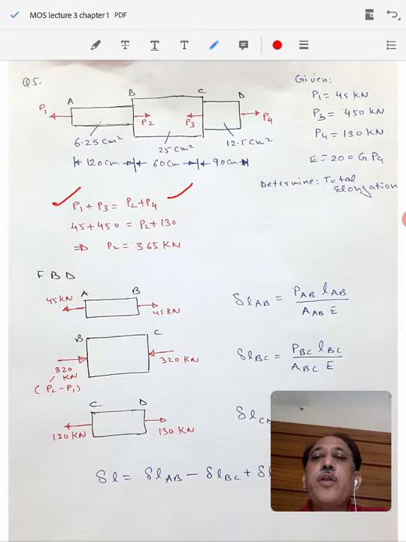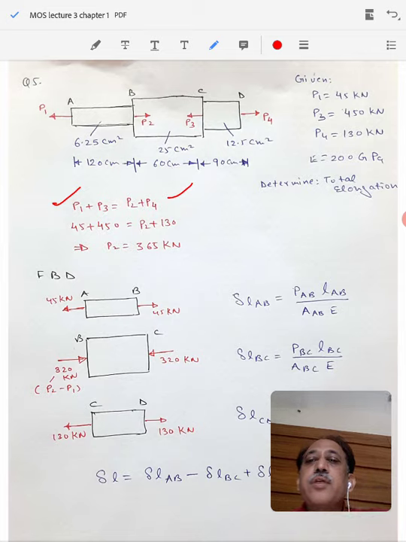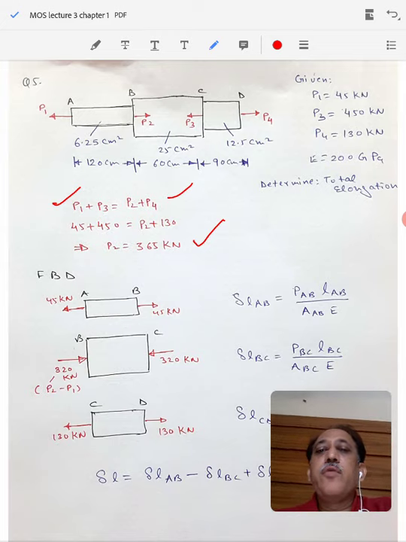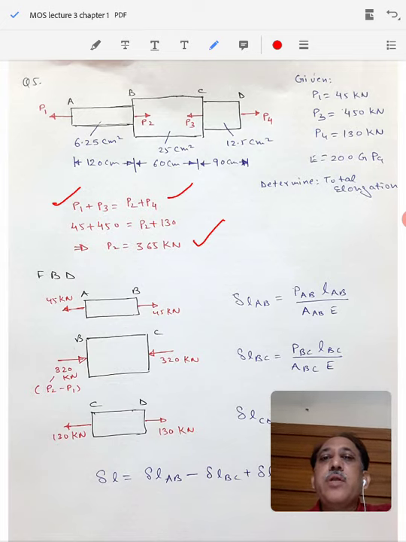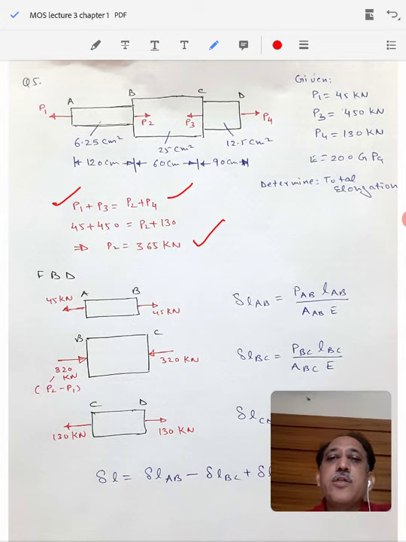We will substitute the value of P1, P3, P4, and using this force equilibrium equation, we can calculate the value of P2, 365 kilonewton, which is a positive value. So whatever direction we have chosen in this figure, it will be acting in this direction with a value of 365 into 10 to the power 3 Newton.